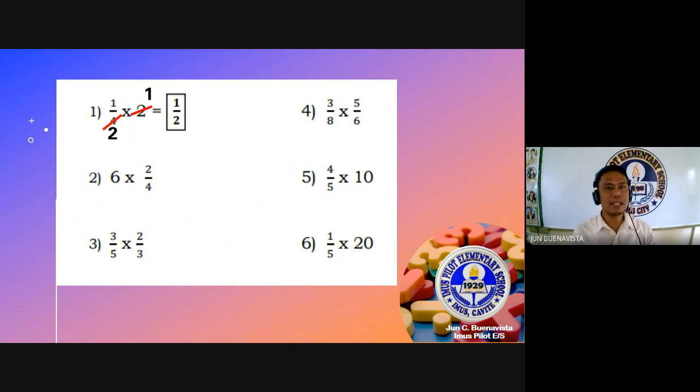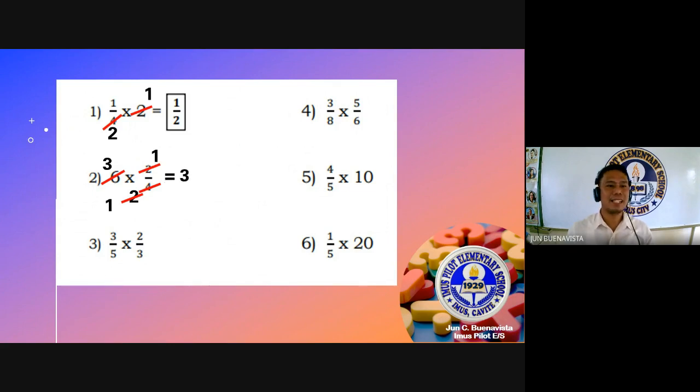So we have 6 that can be canceled with 4. What number can divide both of them? 2. Very good. So we have 6 divided by 2 equals 3. 4 divided by 2 equals 2. Now, look at our fraction, 2 halves. 2 halves can be divided by 2. So 2 divided by 2 equals 1, then 2 divided by 2 equals 1. So the remaining denominator is 1. If that denominator is 1, the answer must be a whole number. So we have 3 times 1 equals 3.